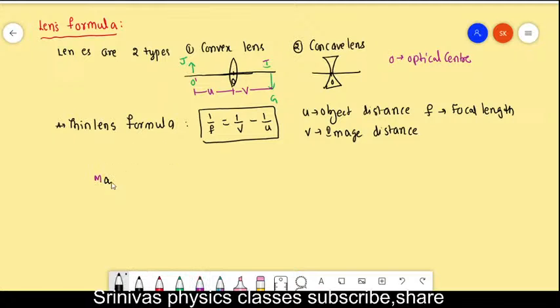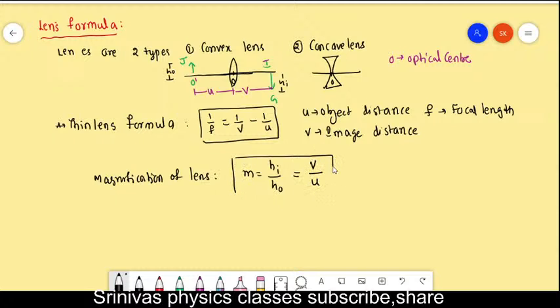Next, I want the magnification formula. Can you write the formula for the magnification of a lens? Magnification is the height of the image by the height of the object. The object height is HO and the image height we can take as HI. The ratio of the height of the image to the height of the object is called the magnification or the magnifying power. We can also write it as image distance by object distance. You must remember this. Now we have to go for the sign convention rules.